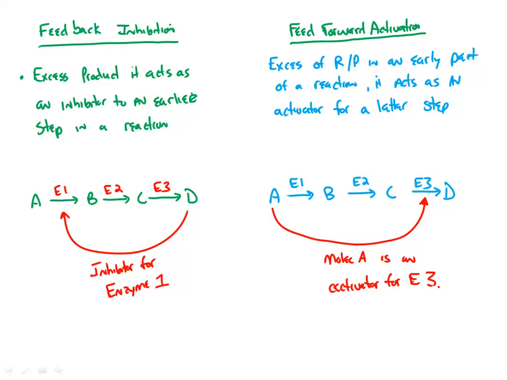And so we can basically speed up or slow down reactions by having a product early in the reaction or late in the reaction affect an enzyme before it or after it in the chemical reaction pathways. And so that's called feedback inhibition when you want to slow down a set of reactions, and feed forward activation when you want to speed it up.